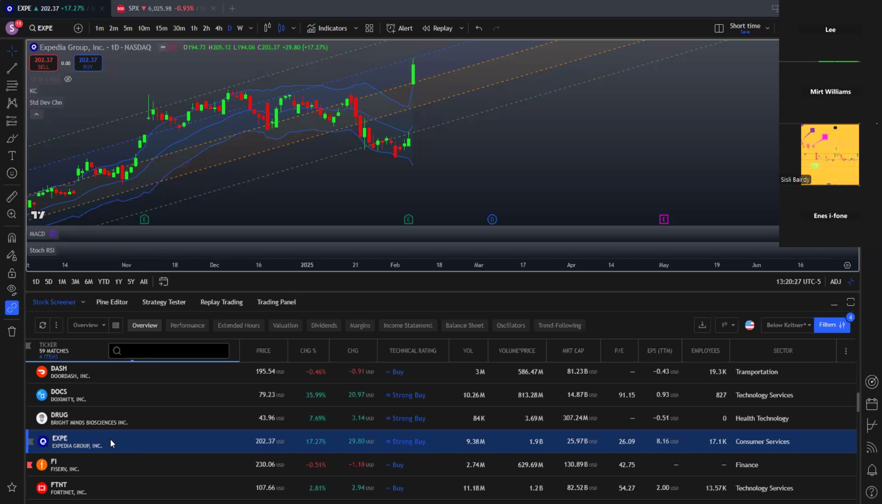Expedia just had earnings, and that one took off. You see what happened? It was outside that Keltner channel, but also below my standard deviation, and it worked its way right back up. That was a nice play.